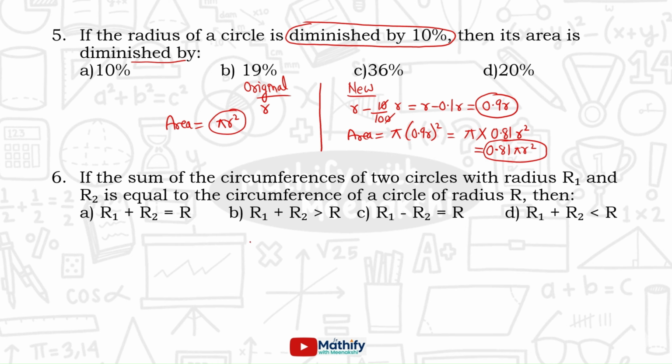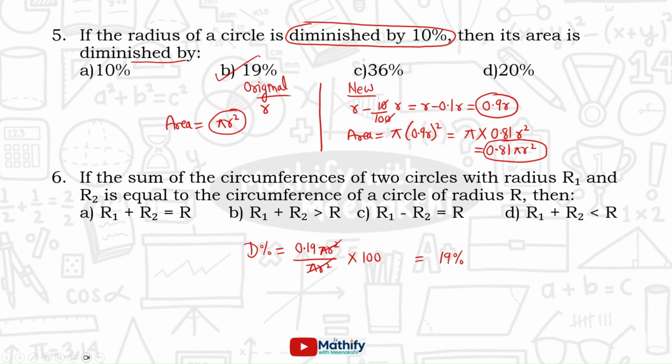You should know the formula of decrease percent. That is difference, 1 minus 0.81 pi r square is 0.19 pi r square, upon initial, that is pi r square, into 100. That's the formula for decrease percent. You can cut pi r square and pi r square. 0.19 into 100 is 19%. So your area is reduced by 19%.